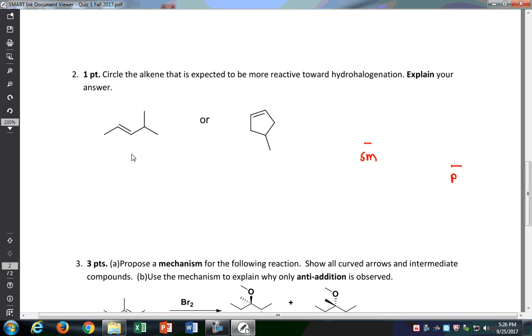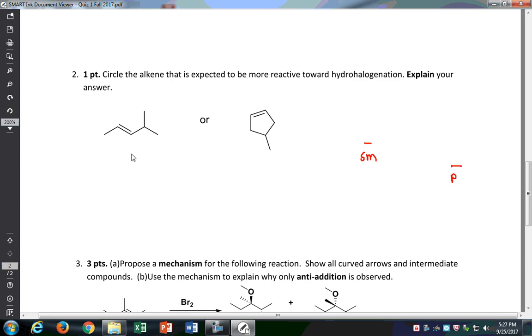You should be thinking about, if I'm thinking about reactivity, what am I thinking about? I'm saying these two alkenes, which one's more reactive towards hydrohalogenation? So hydrohalogenation, what am I adding? H and a Br. Does that go through an intermediate? Yes. What is that intermediate? Carbocation. So how can I estimate my activation energy? By my carbocation. How stable is my carbocation?